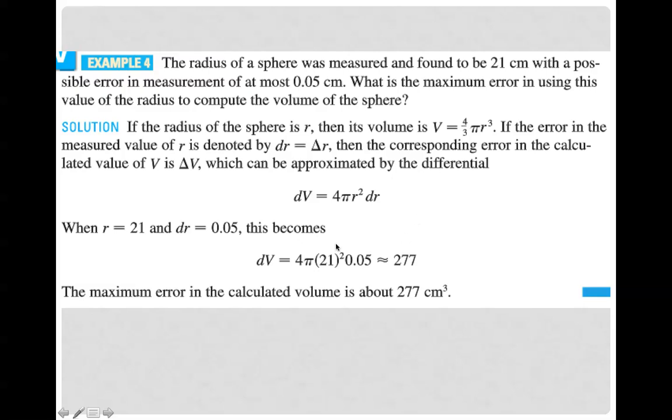So we can find the derivative, which would be 4 pi r squared. And then when r is 21 and dr is 0.05, we can plug these values in: 4 pi times 21 squared times dr, which is our change in r, 0.05. So the maximum error in the calculated volume is about 277 centimeters cubed.